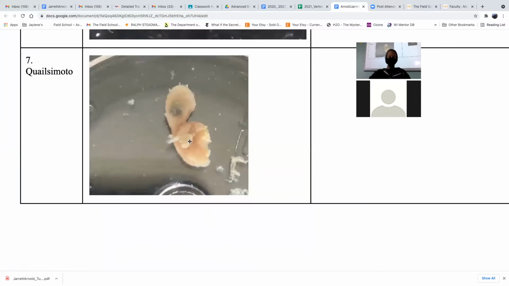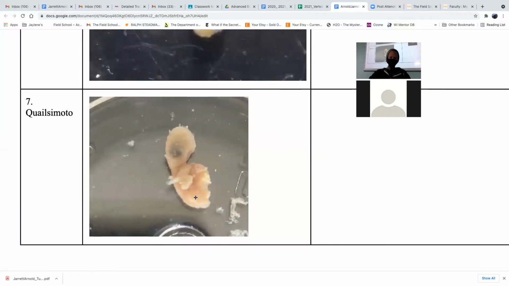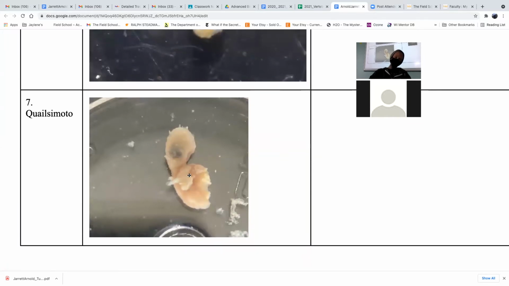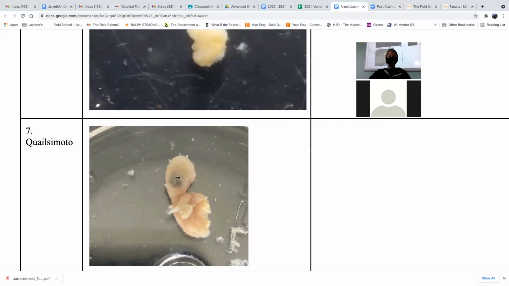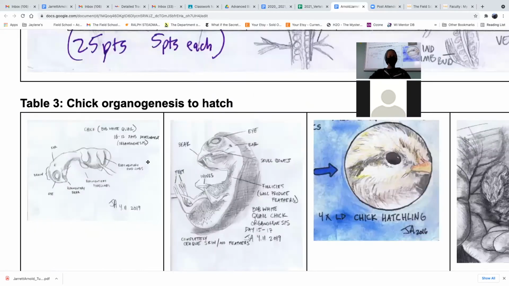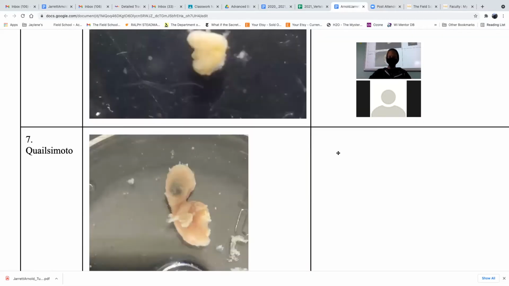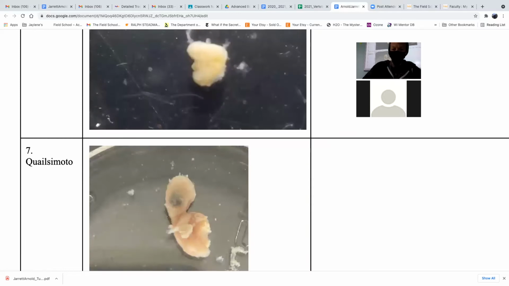Whereas here, definitely we can see different tissue types, right? This isn't a leg yet, but that's almost a wing. There's no beak here, but there is a mouth hole, right? Okay, so that's where you start, that's the stuff that you're going to be describing. And then you can cite these drawings as you describe it. I can cite table 3 if I'm talking about organogenesis, but this one here is most certainly a failure during organogenesis.